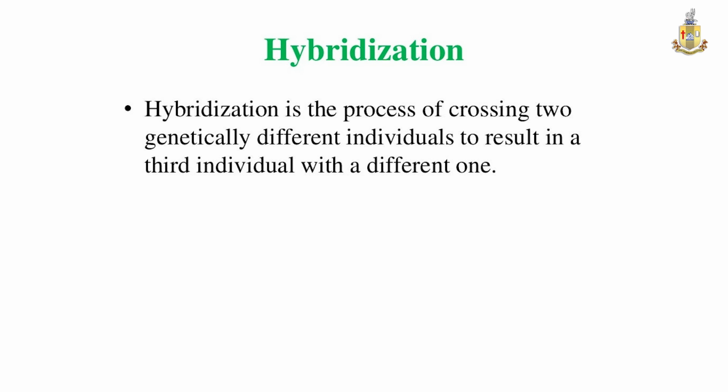And finally, we are going to learn about hybridization. Hybridization is the process of crossing two genetically different individuals to result in a third individual with different characteristics.